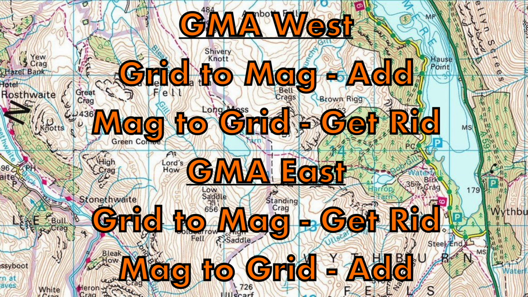If we're going from a magnetic bearing to the map, so from mag to grid, we're going to get rid of it. Now, if the GMA is in the east, all we're going to do is just flip that around.